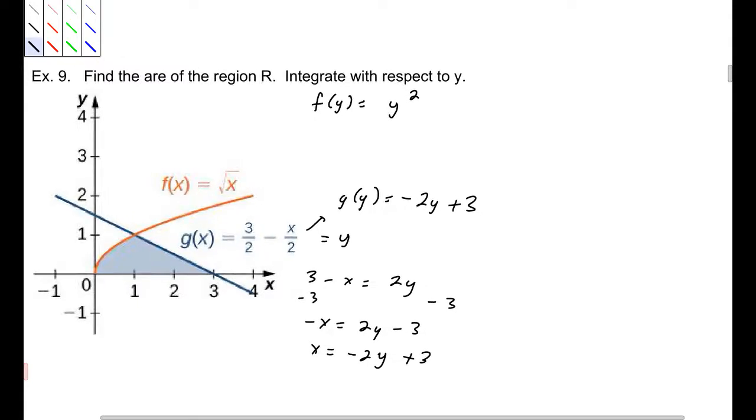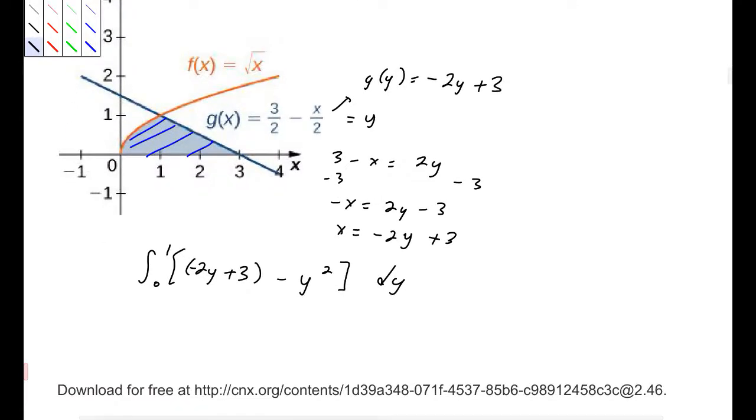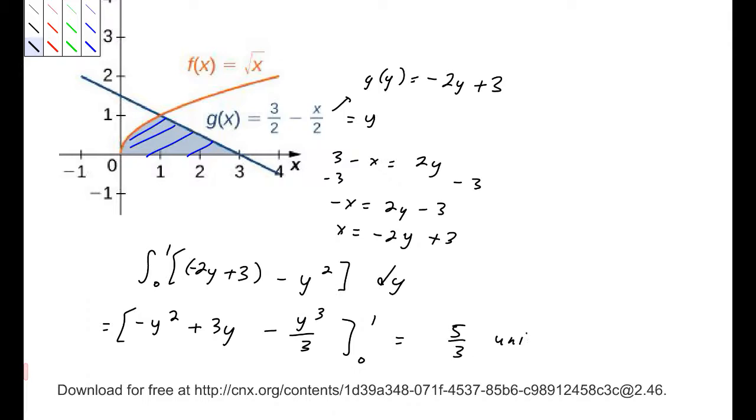So in this case, the function to the right is g of y, and the lower function is y squared, and we're going from 0 to 1. So the integral from 0 to 1 of negative 2y plus 3 minus y squared dy, which, if we take the antiderivative here, is negative y squared plus 3y minus y cubed over 3, from 0 to 1. Plugging 1 in, we get 5/3. Plugging 0 in, we get 0.